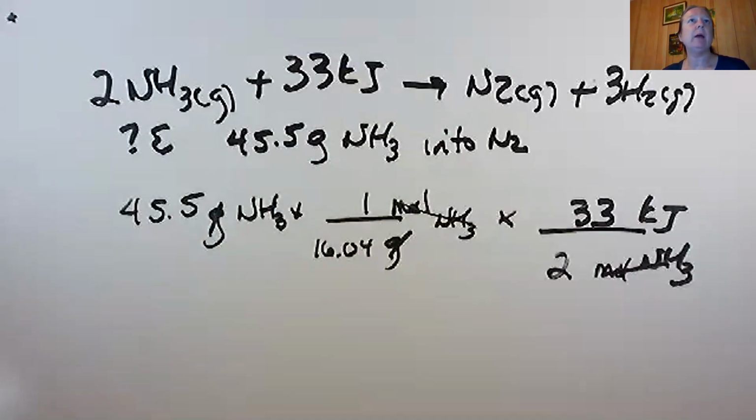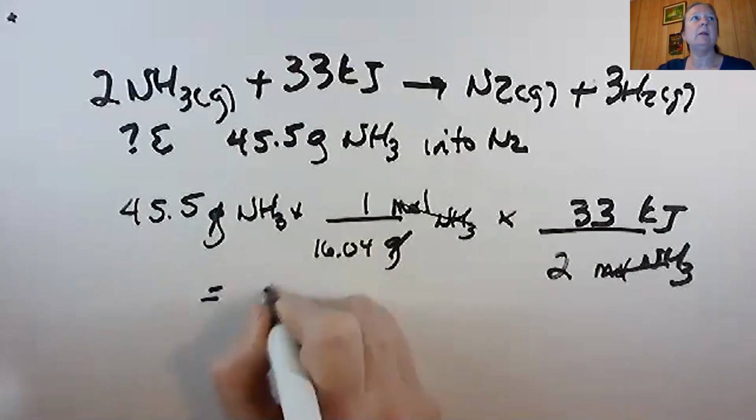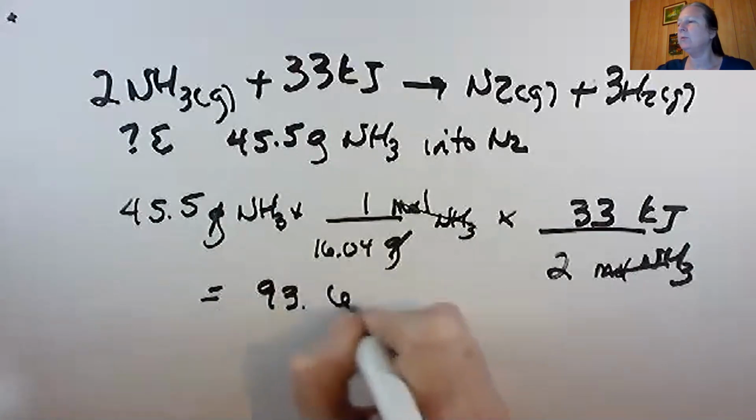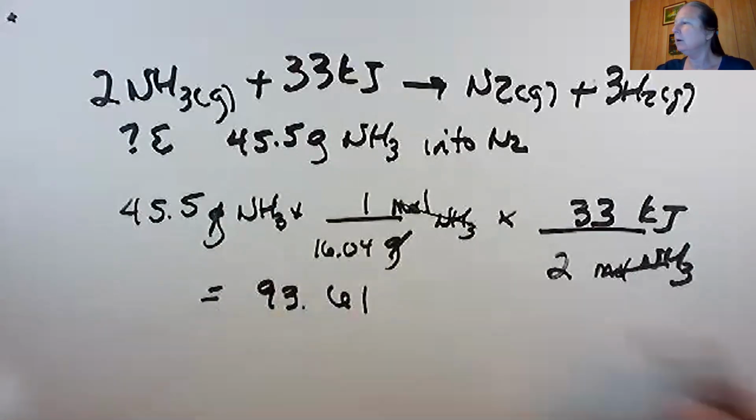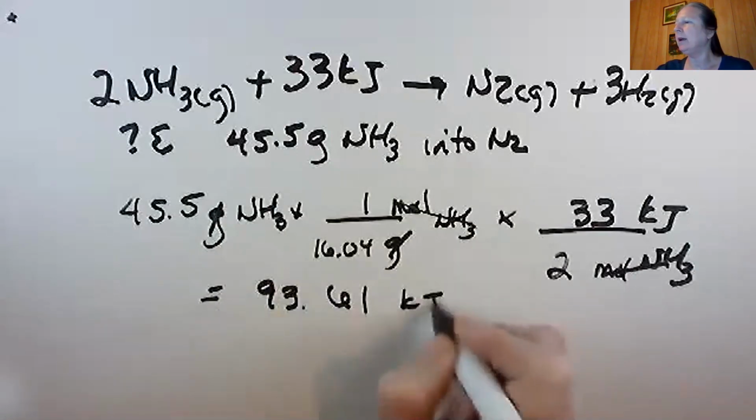And then you just do the math, which they didn't do on the slide. So it's 45.5 times 33 equals, divided by 16.04 equals, and I get 93.61 kilojoules. And then let's go back and check sig figs.